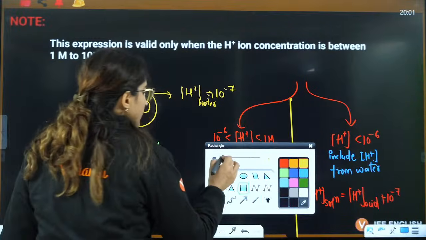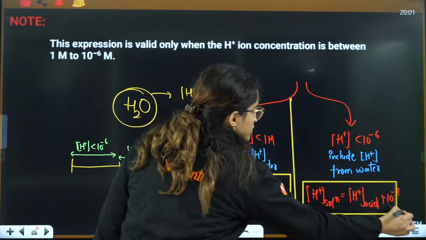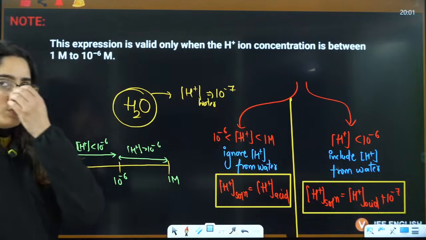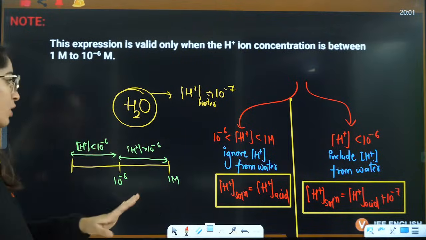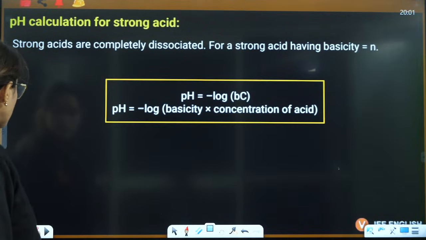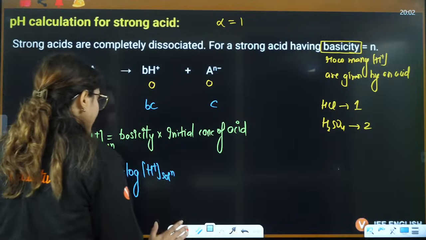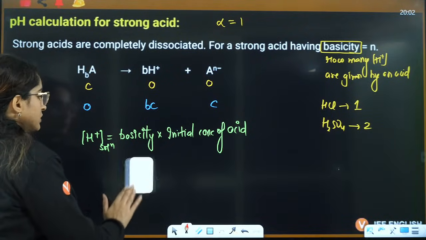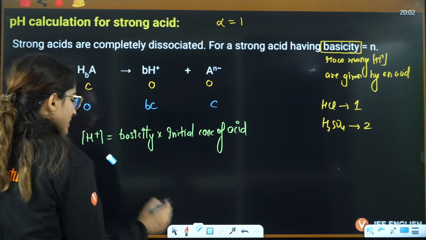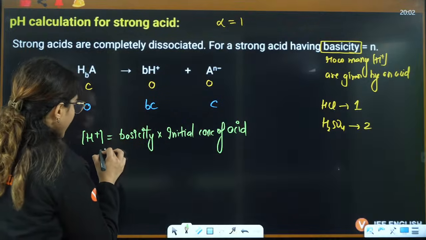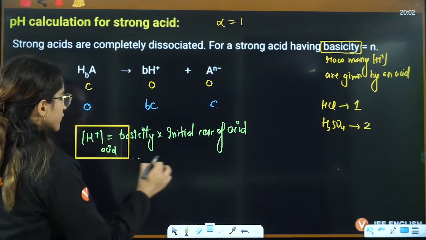So these two things are very, very important for you, because students usually tend to make mistakes here. They don't know whether to ignore H positive from water or not. That is the reason I would not write the pH value here. Just remember that this is just the H positive from acid. This is how you calculate the H positive from the acid.